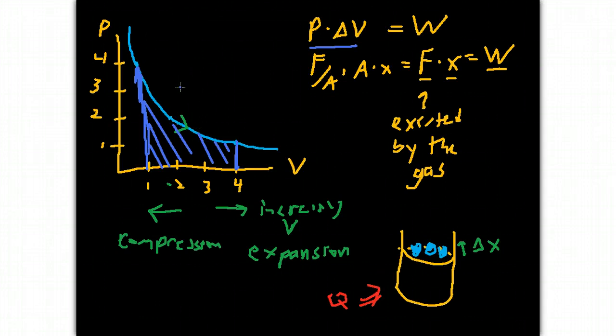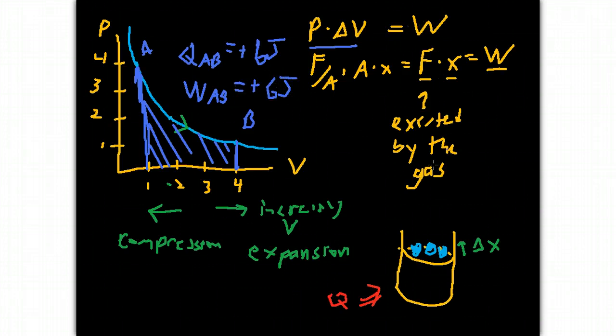Luckily, a lot of times I might say, let's label this point A and this point B. I might say that the heat exchange from A to B is positive. I don't know exactly what the number is, but let's go with 6 joules. And so then you would know that the work done by the gas would also have to be 6 joules, because once again we're keeping the change in internal energy at 0, so they have to be equal to each other.